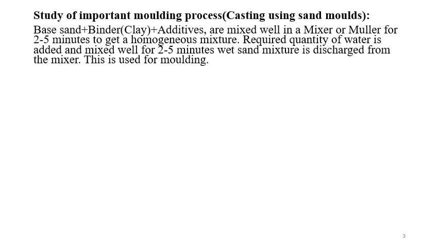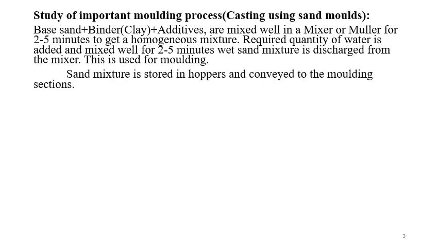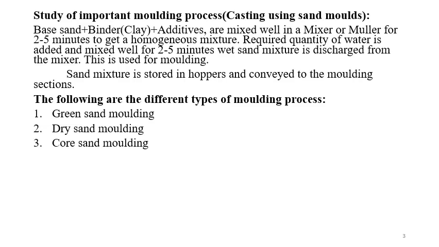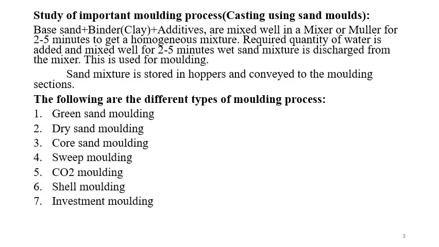Once the sand preparation is completed, you can use it for preparing the mold box. The sand mixture is stored in hoppers and conveyed to the molding section. Next, the following are the different types of molding processes used in the foundry industry: the most commonly used green sand molding, dry sand molding, coarse sand molding, sweep sand molding, CO2 molding, shell molding, investment molding, plaster molding, and cement bonded molding. These are the main important types of molding processes, and any one of them can be used.